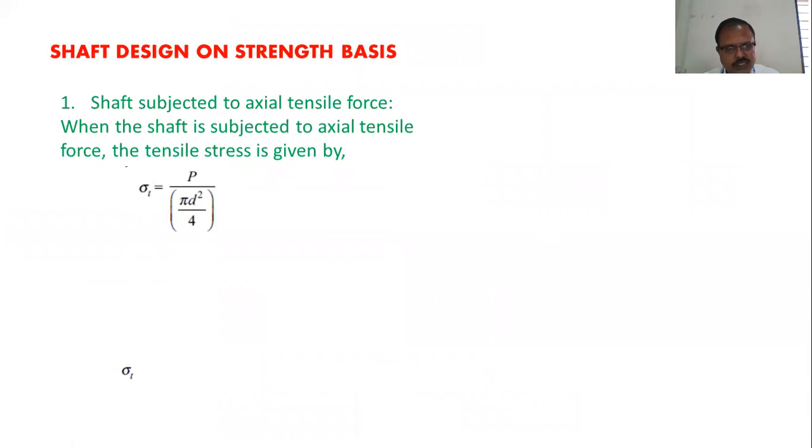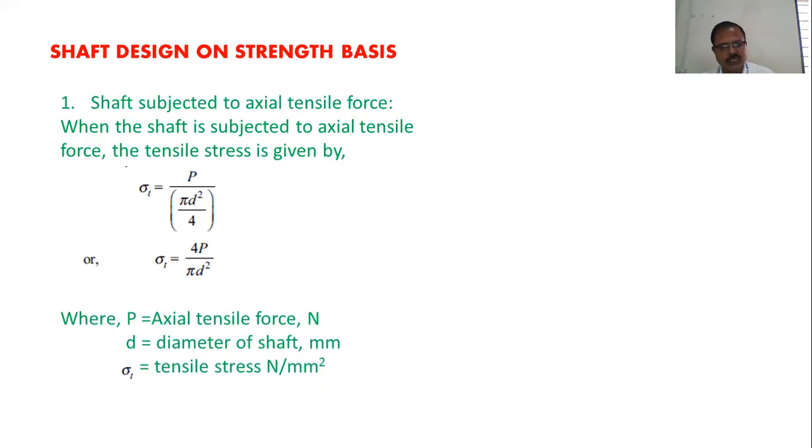When the shaft is subjected to axial tensile force, then the tensile stress is given as force upon cross-sectional area. If we call the diameter of the shaft as small d, then the cross-sectional area of the shaft will be pi by 4 d square. And therefore, sigma t will be equal to P divided by pi by 4 d square. We can simplify the equation as 4P upon pi d square, where P is the axial tensile force, d is the diameter of the shaft, and sigma t is the tensile stress. This sigma t can be obtained using the principal stress theory, that is SYT divided by factor of safety.